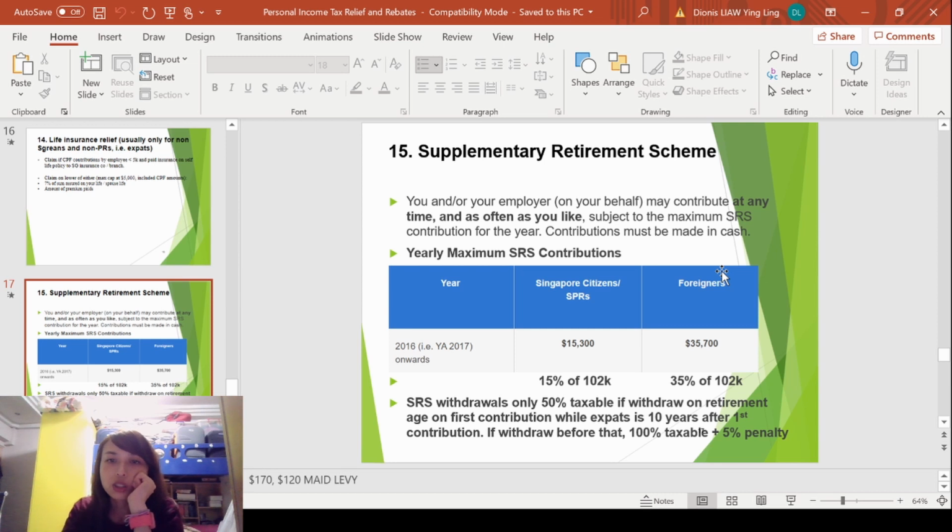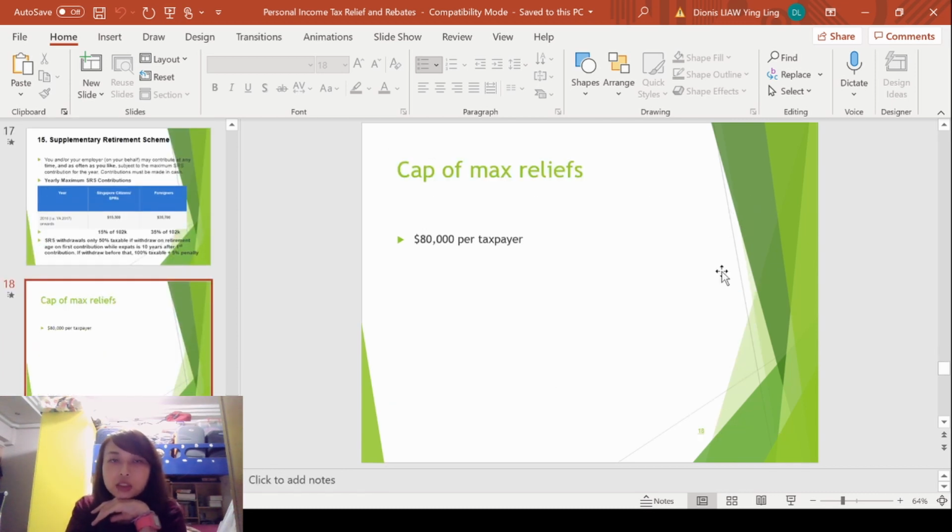So if you are an expat and you contribute, for example, you are 20 years old, then when you are 30 years old, you can start withdrawing it, and it's only taxable at 50%. If you withdraw before that, it's 100% taxable, and there will be a 5% penalty. So think carefully before you start contributing.